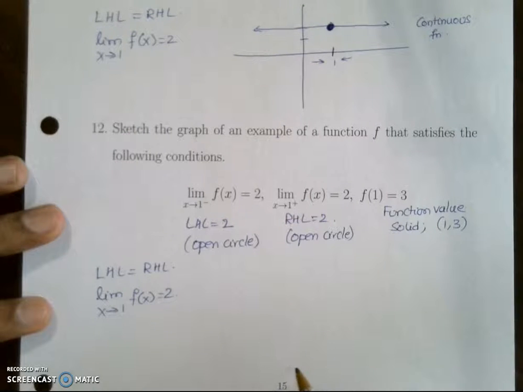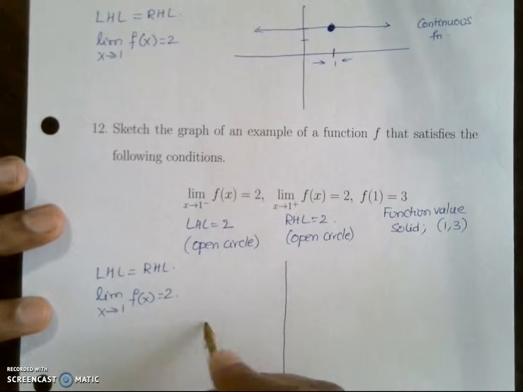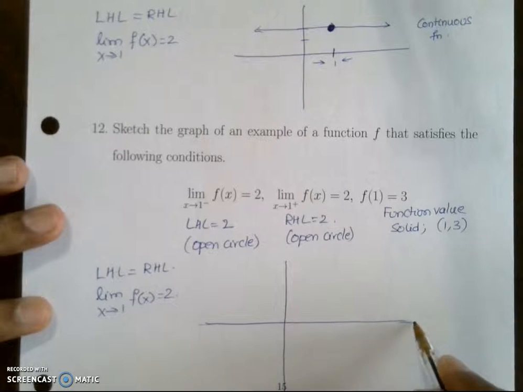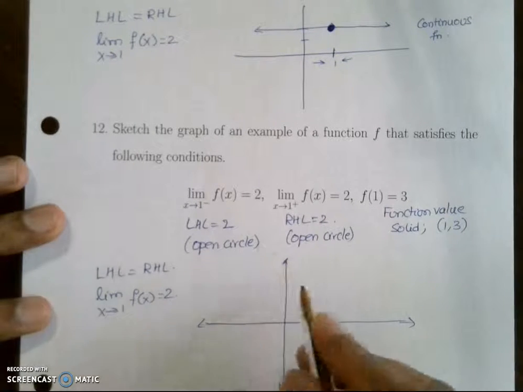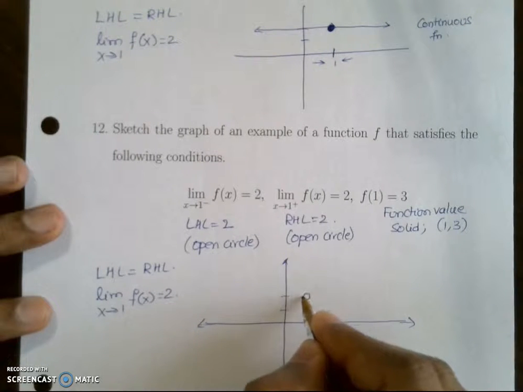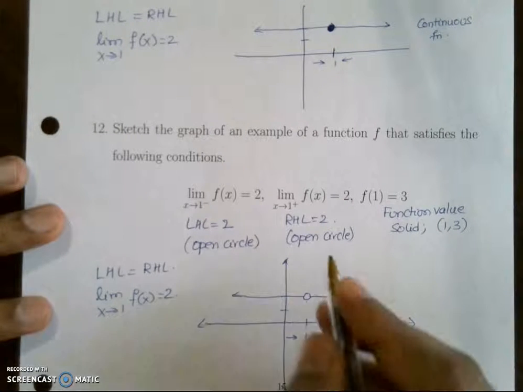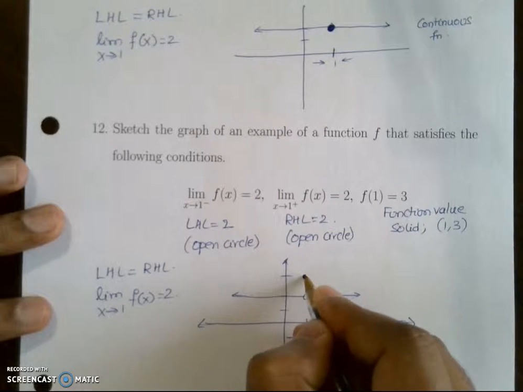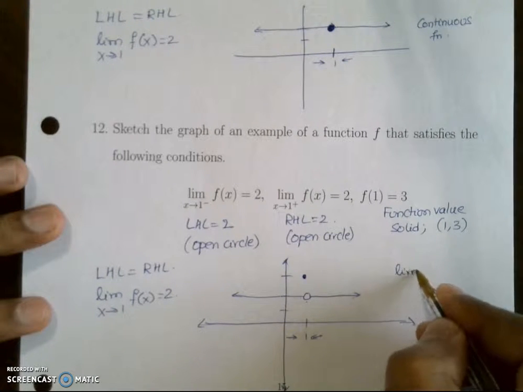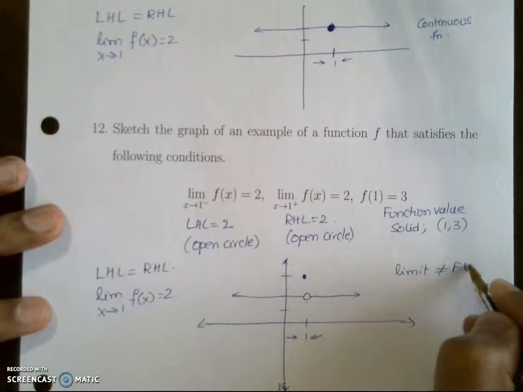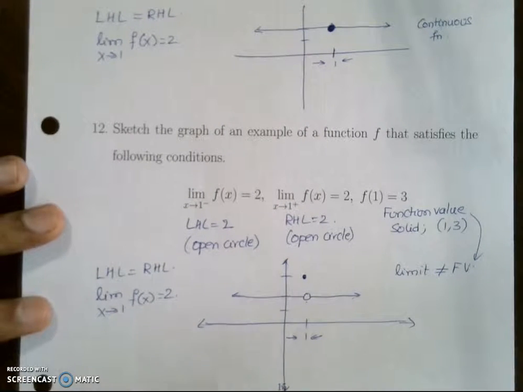Now let's go ahead and represent one of the possible graphs of this information. Again, there are several ways in which you can represent this information using graphs. So the left hand limit is 2, so that means here you have, this is one of the possibilities, and the right hand limit is also 2. You can see that as x approaches 1 from the right and from the left, the y value is approaching 2, and the function value is 3, so that means you have a solid here. So you can see that the limit is not equal to the function value here.